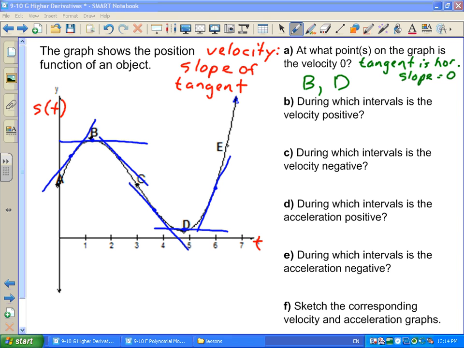Question B asks us, during which intervals, and an interval is from one point to the next, is the velocity positive? So we have to look at each of these tangents that we've drawn and say, in what sections of the graph is the slope of the tangent positive? Positive slope means this is going up as we go from left to right. This one that we've drawn at the beginning certainly has a positive slope, and anywhere between points A and B it's going to have a positive slope. So A to B. Where else is it going to have a positive slope? Yeah, between D and E.